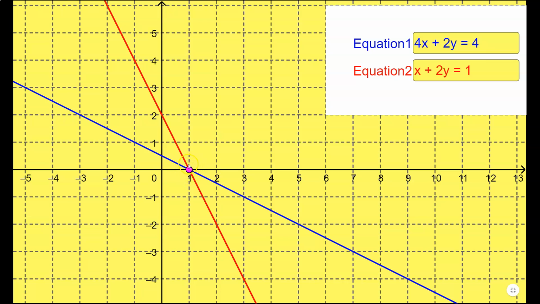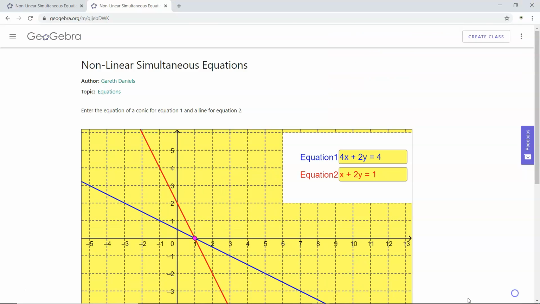What is the coordinates of this point? X is 1 and y is 0. 1 and 0. That's what we got.